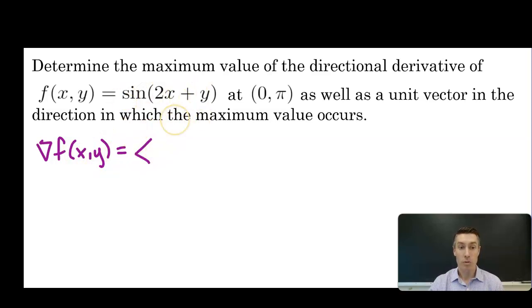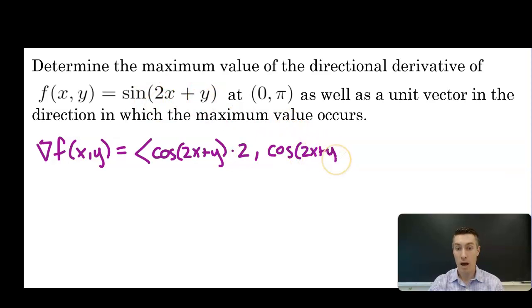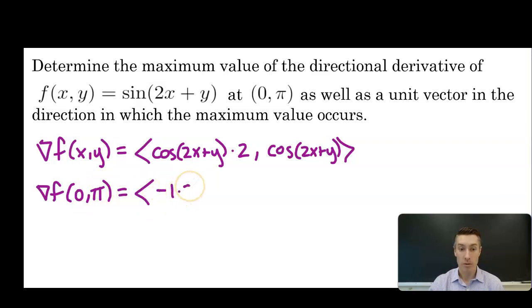is equal to partial with respect to x is going to be cosine of 2x plus y times 2. And then cosine of 2x plus y times 1. Evaluate the gradient at the point 0, pi. So we have cosine of pi, which is -1, times 2, and then -1. So we get -2, -1. So there's our gradient vector. So now, properties of this gradient vector are going to answer both questions.